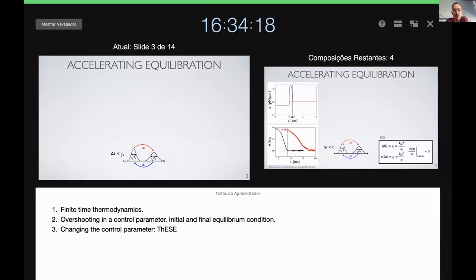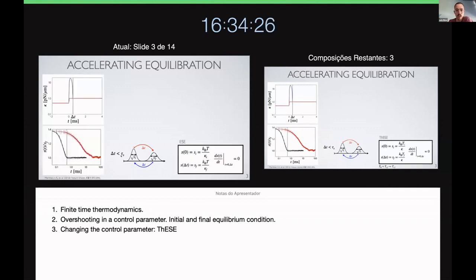So the idea is to connect 2 states at a finite time, and this finite time, this delta t, is smaller than the correlation time in position. This kind of method of accelerating those transitions was already implemented in the literature, in methods called ESE, that is engineered swift equilibration, which rely on the idea of imposing equilibrium conditions at the beginning and at the end of a protocol.